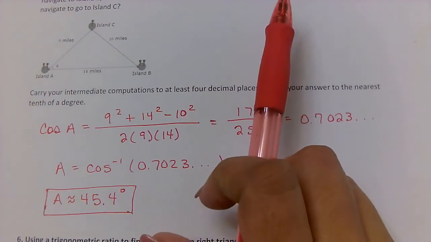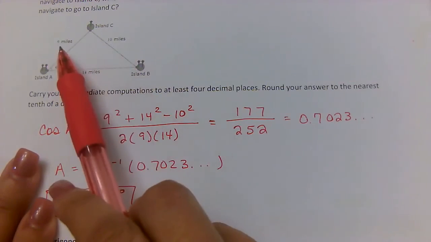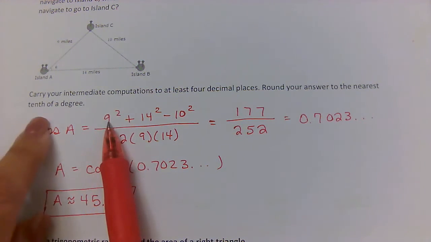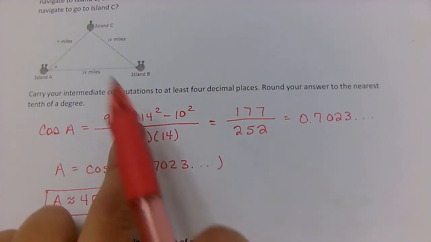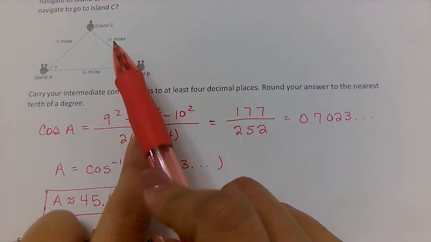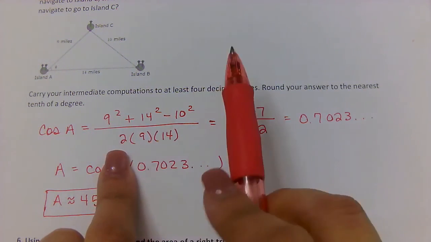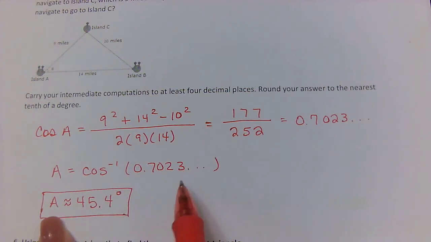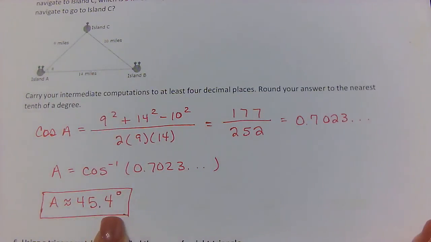Okay, so what we're going to go ahead and do is use the law of cosines because we don't have any of the angles, we're only given all of the sides. So cosine A is equal to b, which is 9 squared, plus c, which is 14 squared, minus little a, which is 10 squared, divided by 2 times 9 times 14. Once you have this ratio, you can take the inverse cosine of that ratio and you get the approximate angle to be 45.4 degrees.